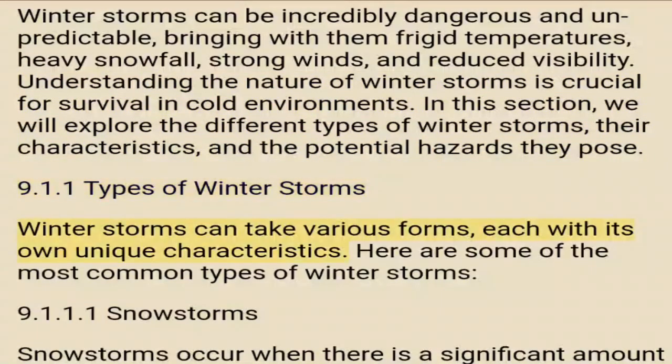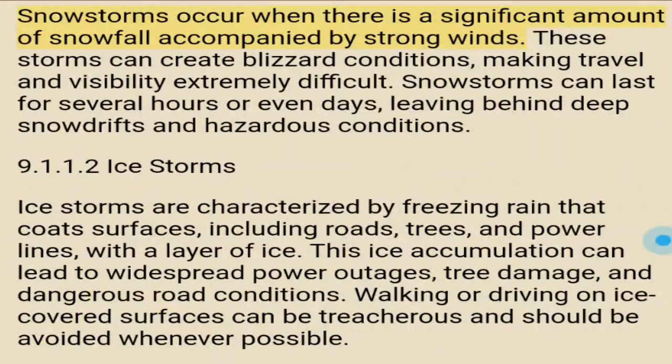Winter storms can take various forms, each with its own unique characteristics. Here are some of the most common types of winter storms. 9.1.1.1 Snowstorms. Snowstorms occur when there is a significant amount of snowfall accompanied by strong winds. These storms can create blizzard conditions, making travel and visibility extremely difficult. Snowstorms can last for several hours or even days, leaving behind deep snowdrifts and hazardous conditions.